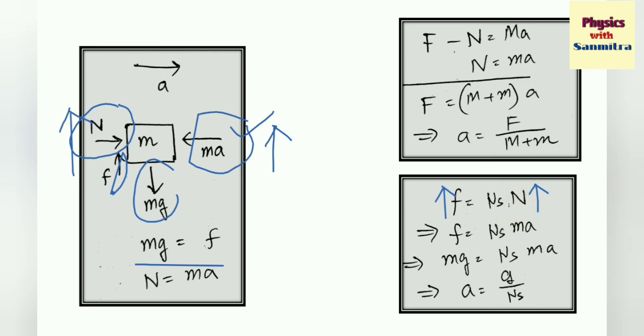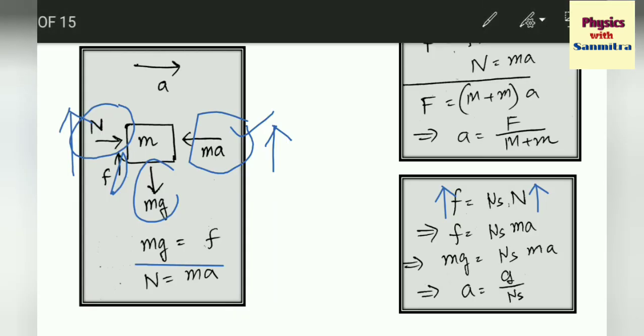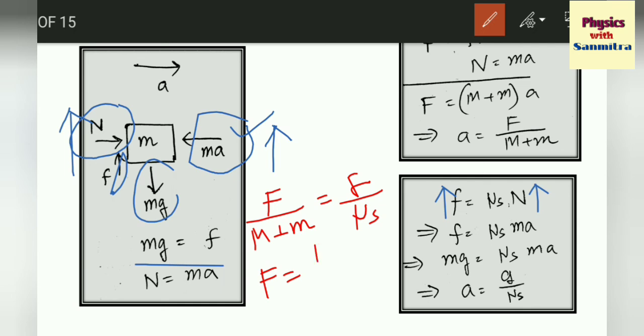So what is the value of F? Now we can find out the value of F. A is F by (capital M plus small m), which is equal to g by mu s. So F will be equal to (M plus small m) into g by mu s. So that is the answer. This was one of the brainstorming questions, where you have to apply your brain. You have to understand how I am applying the force F and how it is affecting the normal reaction. That you have to understand.